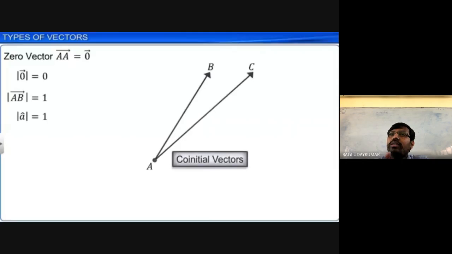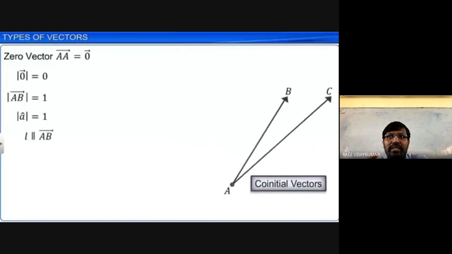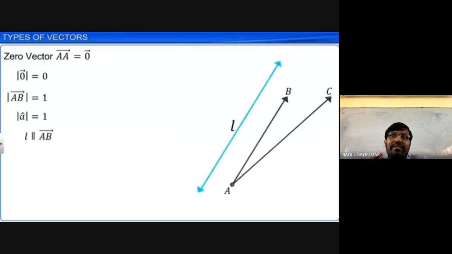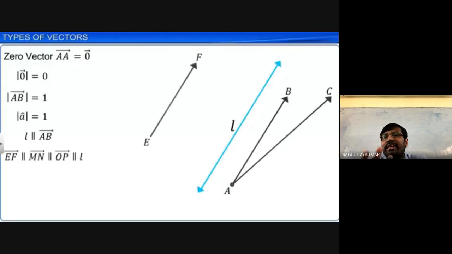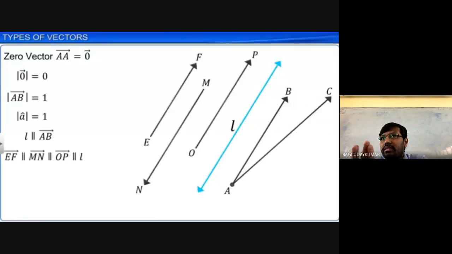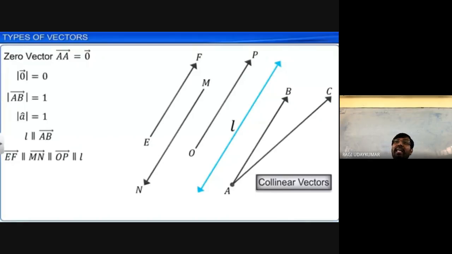Okay, these two vectors started from the same initial point, co-initial vectors. We call them co-initial vectors. Two vectors are started from the single same point, so that's why we call them co-initial vectors. Okay, so if two or three vectors are parallel to the same vector, say a line L is taken, for this OP, MN, EF in different directions में दिखा रहा है, but they are parallel होता है, तो collinear vectors. Please note this point.